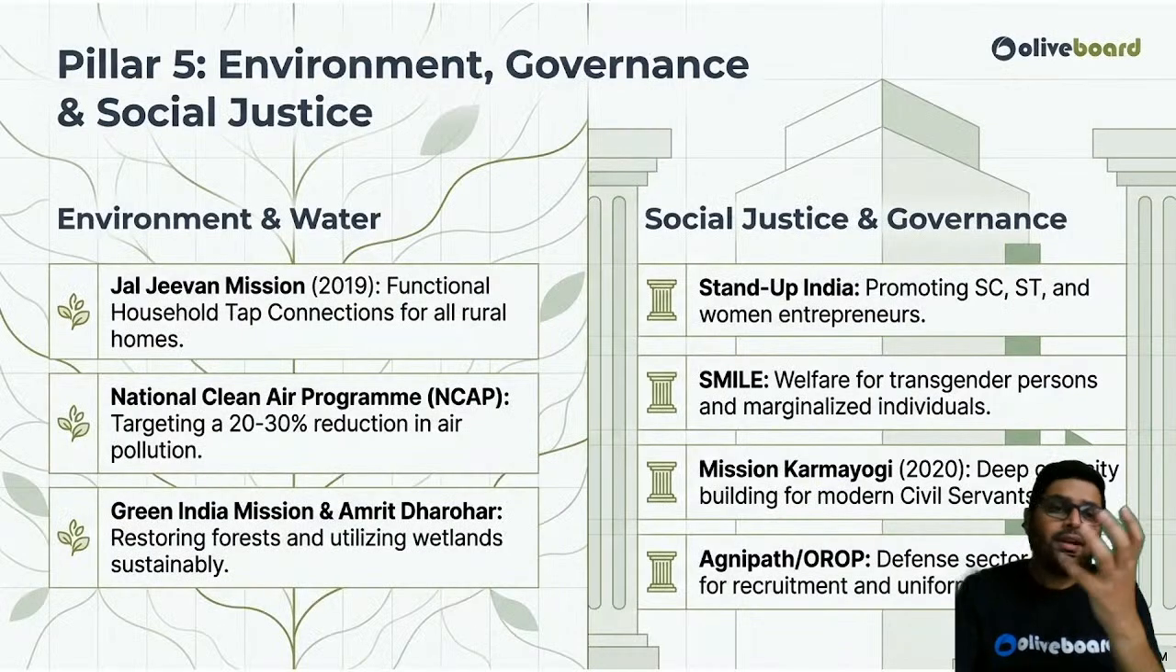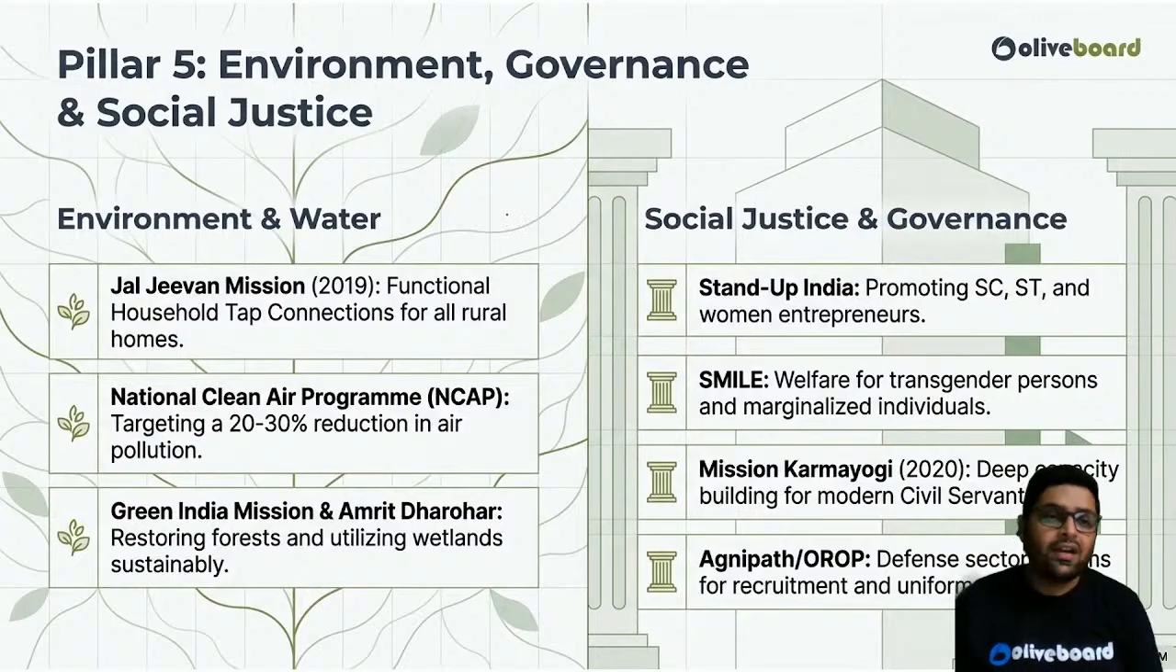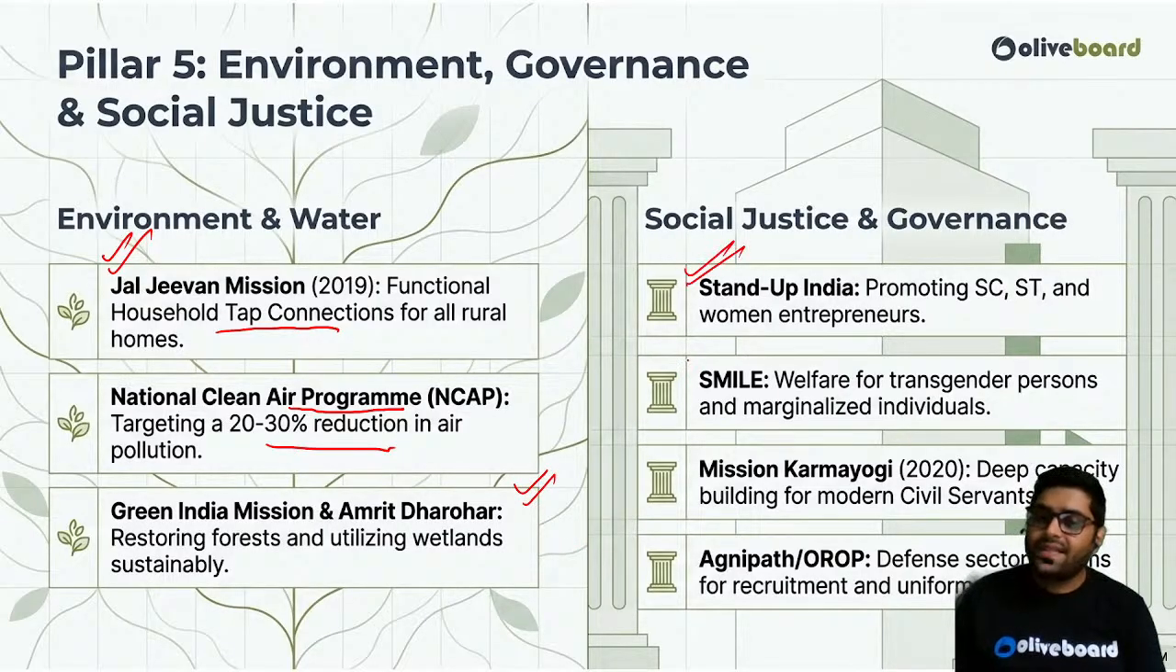Correct? Environment, governance, and social justice. For environment and water, we had Jal Jeevan Mission for functional household tap connections, National Clean Air Program, 20 to 30% reduction in air pollution, and Green India Mission, Amrit Dharohar. For social justice, we had Stand Up India, Smile, Mission Karmayogi, and Agnipath and OROP, One Rank One Pension, defense sector schemes.